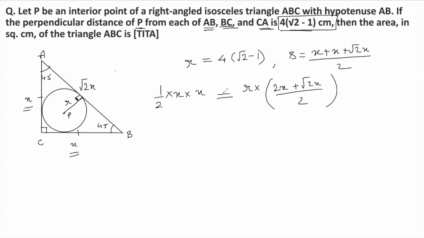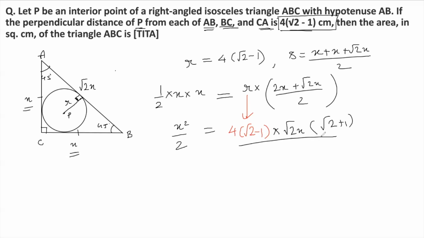Now equating the two, we can observe that the left hand side is half into x into x. So you can write it as x square upon 2 is equal to, in place of inradius r, which is already given in the question, I'll put 4 times (root 2 minus 1). And then for the remaining part, I can just take root 2 x common. So if I take root 2 x common, what remains inside is (root 2 plus 1) upon 2. So we can cancel out the upon 2 on both sides and the x on both sides.